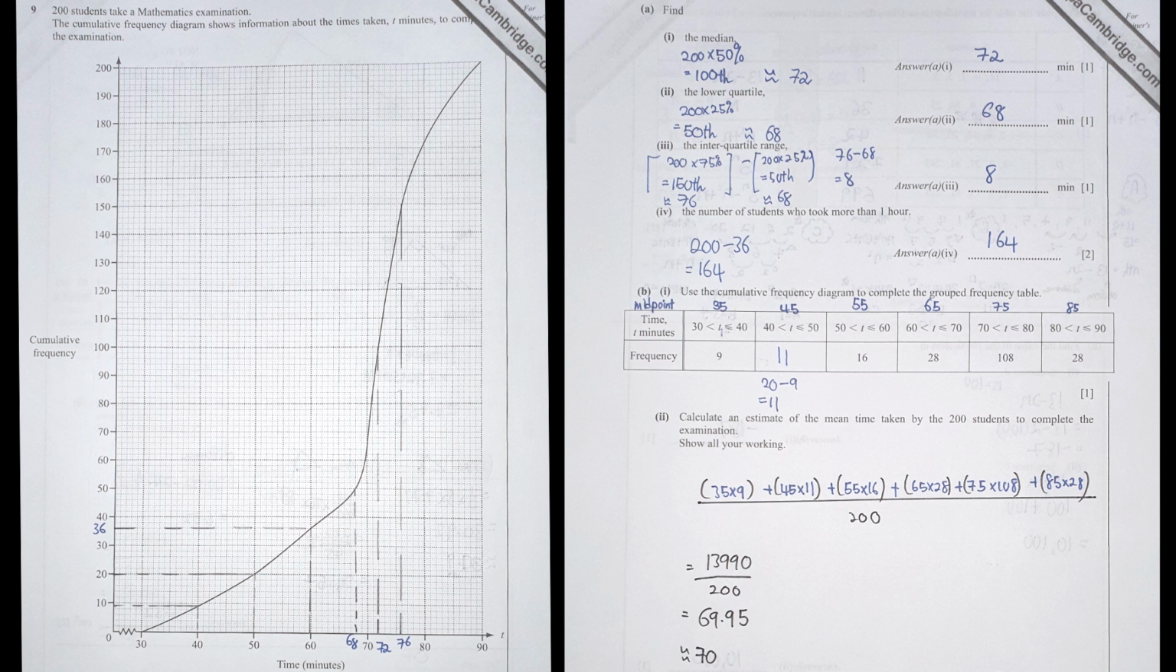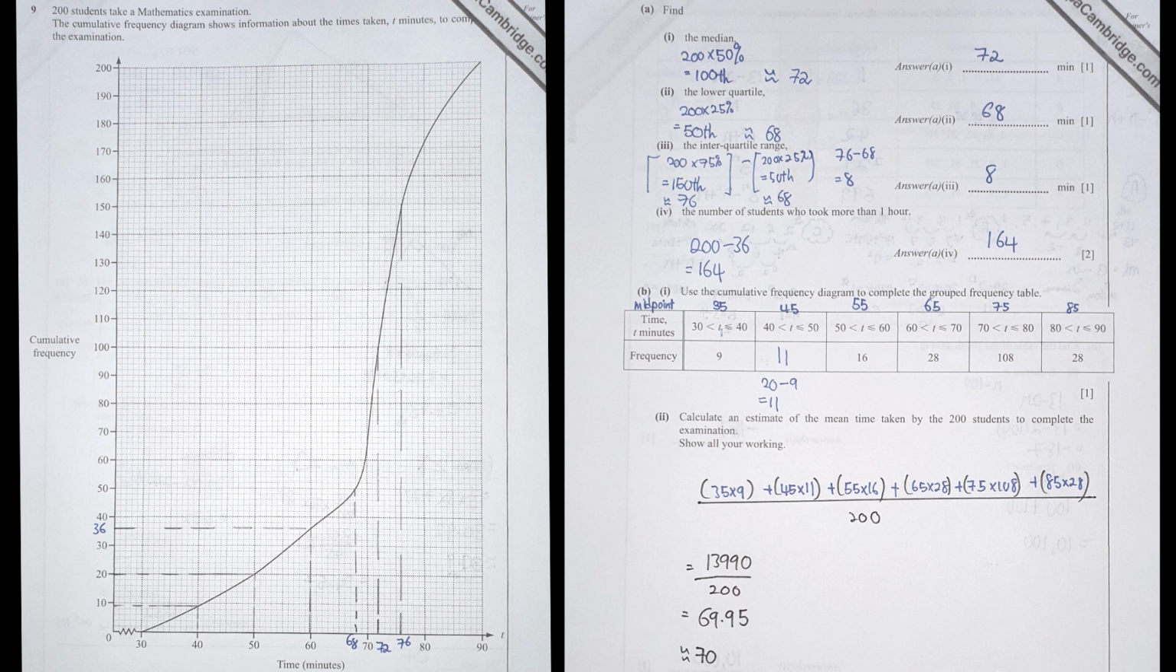For the lower quartile, I'll be taking 200 times 25%, you will get 50. So at the 50th, the result is 68. The upper quartile here is 200 times 75%, you will get the 150th. The result is 76, whereas the lower quartile is 68 as we've identified earlier. So the difference here will be 76 minus 68, which is 8.